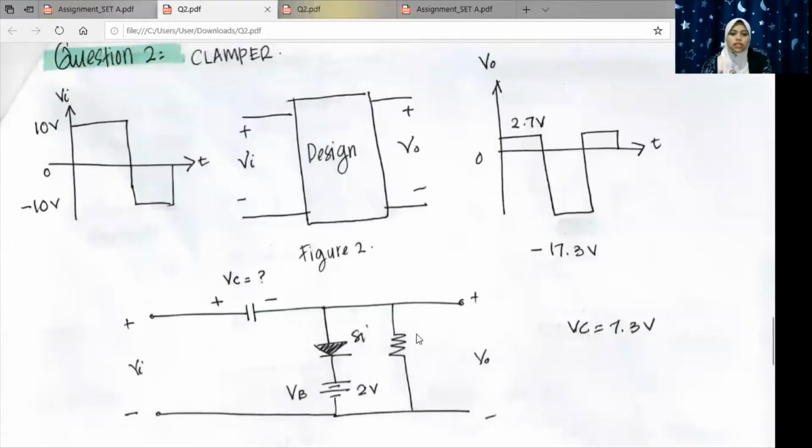This is the clamper circuit design. So the first thing to find is what type of diode we need to use for this clamper circuit. Since the input given is 10 volt and it generates 2.7 volt of output, I use a silicon diode, since the silicon diode voltage drop is 0.7.